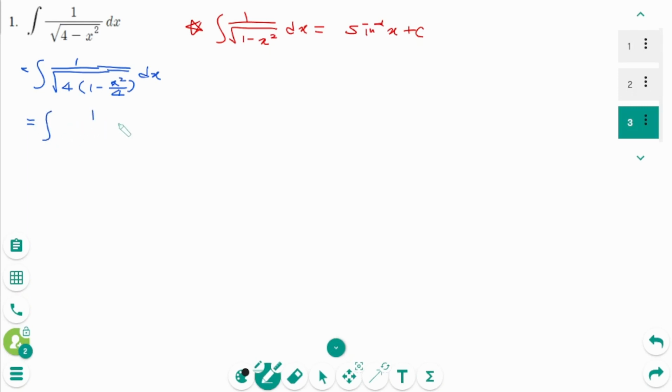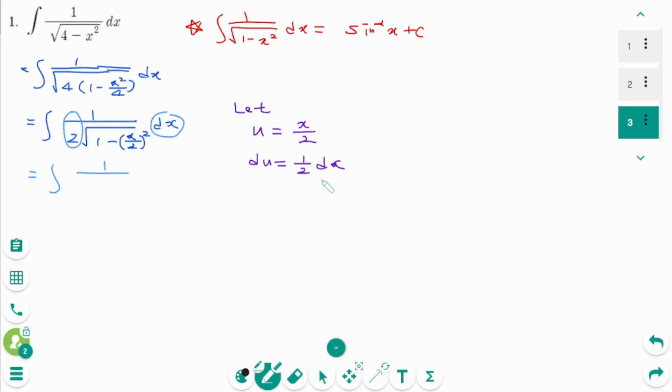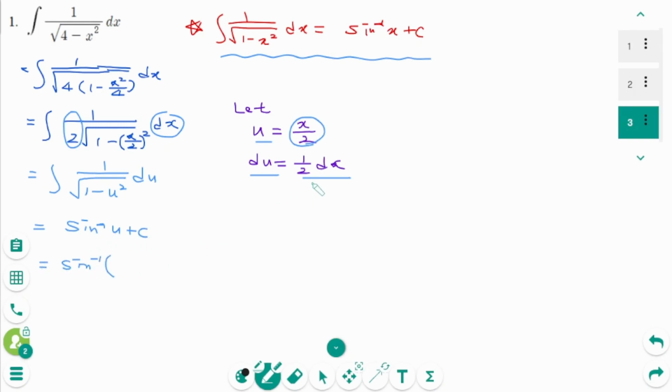Equals the integral of 1 over square root of 4 is 2, then square root of 1 minus x over 2 squared dx. Now use u substitution. Let u equal x over 2, then derive on each side, du equals 1 over 2 dx. Change all x into u. The integral of 1 over 2 dx equals du over square root of 1 minus x over 2 is u squared equals, from here, arcsine of u plus c equals arcsine of u was x over 2.